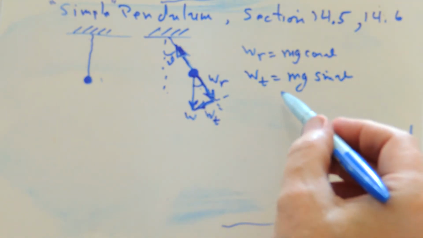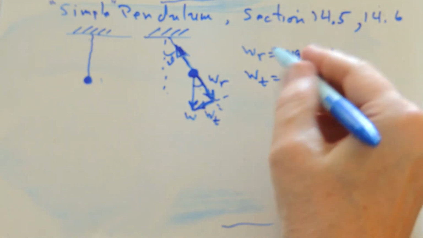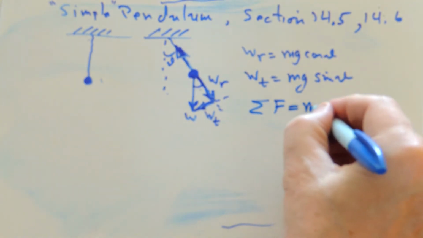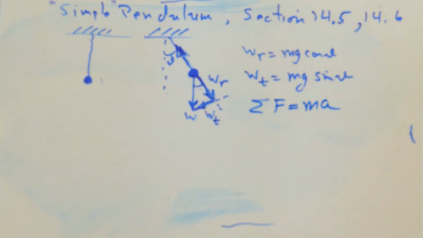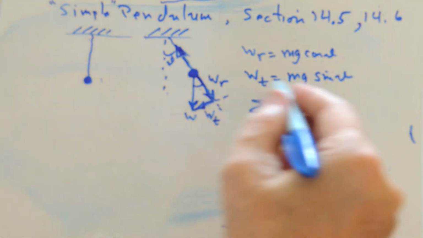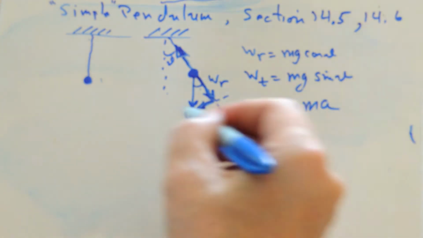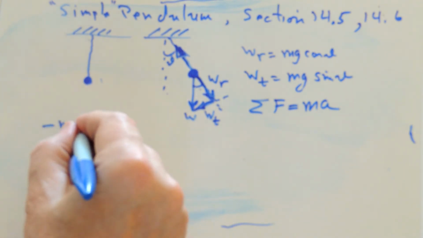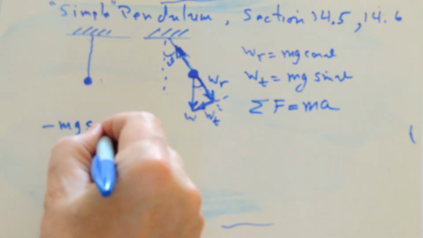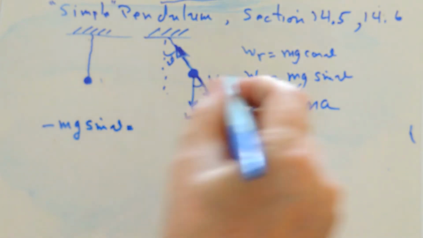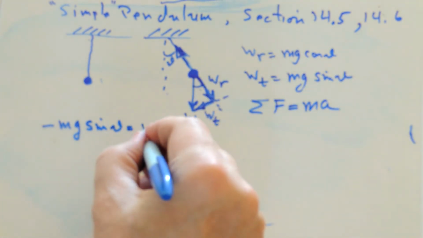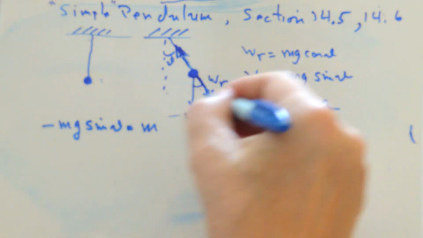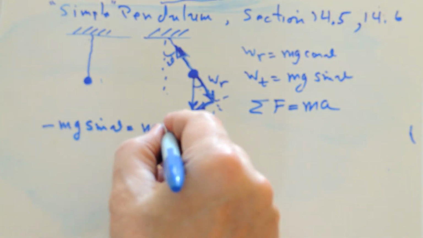And as a consequence, we're now ready to write the F equals ma, and our weight force component in the tangential direction is just going to be minus mg sine theta, and that will equal ma, where in this case the acceleration is along the circular arc, and we call that distance s.